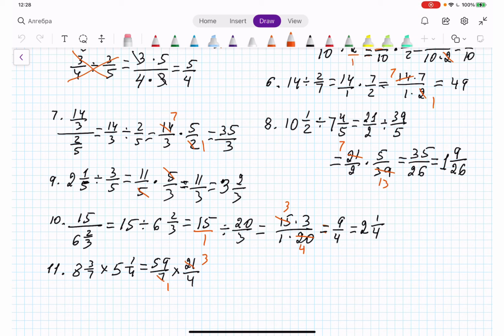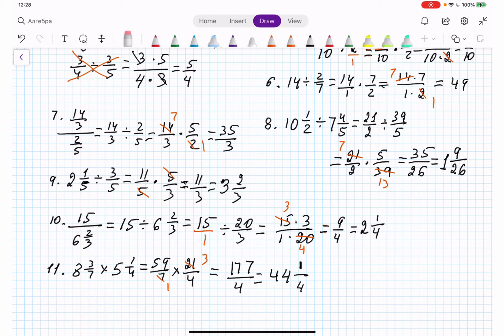So we are getting 59 times 3. 3 times 9 is 27, 2 in mind. 3 times 5 is 15, and 2, 17 over 4. Okay, let's divide. 17 divided by 4 is 4 times. It's going to be 16. Remainder is 1. Bringing down the second 7. 17 divided by 4. Another 4, 16. So the remainder is 1 over 4. 44 and 1 over 4.